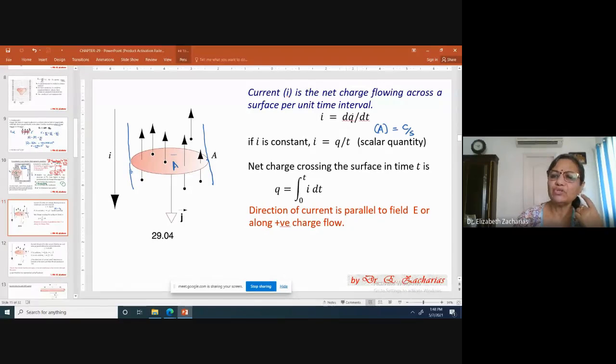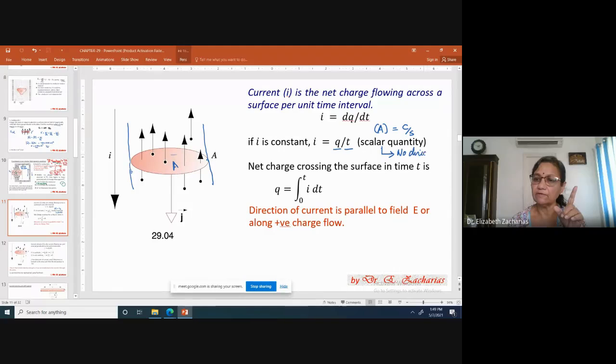Now, I don't have to do this dq by dt if it is a constant current. If I say that 10 coulomb is crossing that surface in the first second, 10 coulomb will cross in the second, third second, anytime it's going to be 10 coulomb. Therefore, I need not write dq by dt. I need not take a small time interval. I can simply say the total charge crossing in a time t, so q by t. And please remember, this is a scalar quantity. It doesn't have direction.